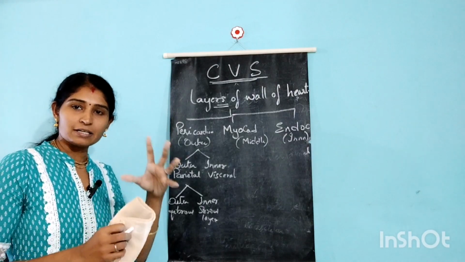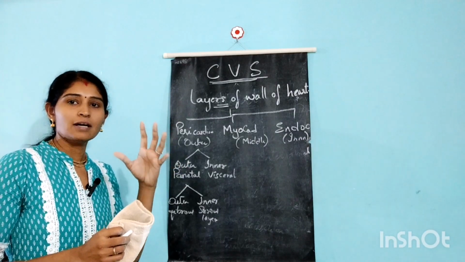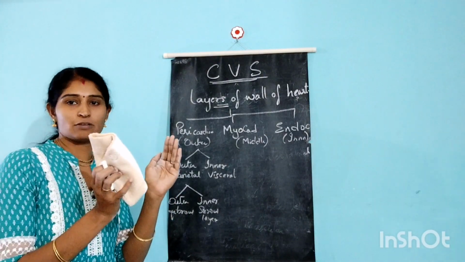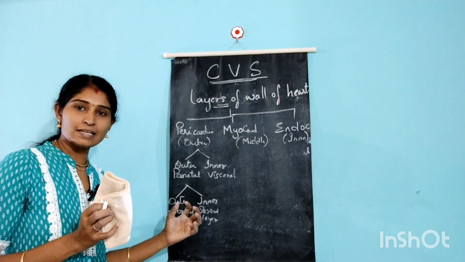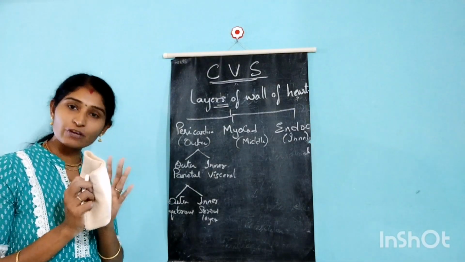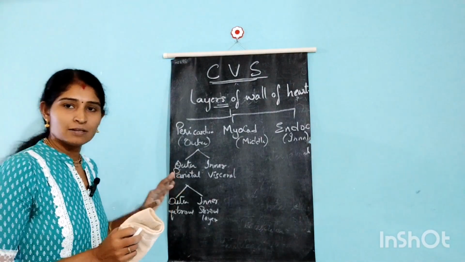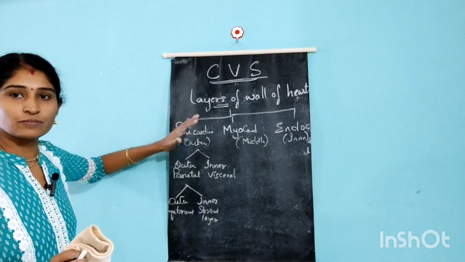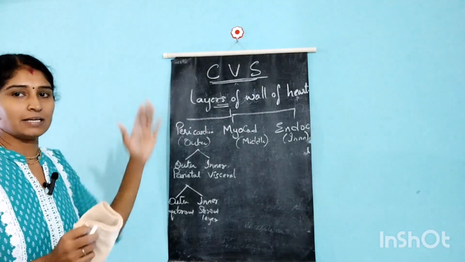See, when the heart is continuously pumping, this fibrous layer prevents the overstretching of the heart, whereas the serous layer secretes some kind of fluid to prevent the friction of the heart. So these two functions are carried out by the outer parietal layer of the outer pericardium.